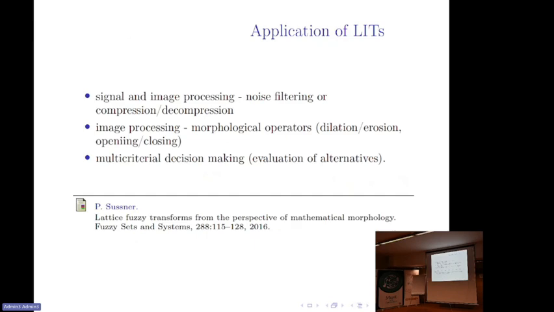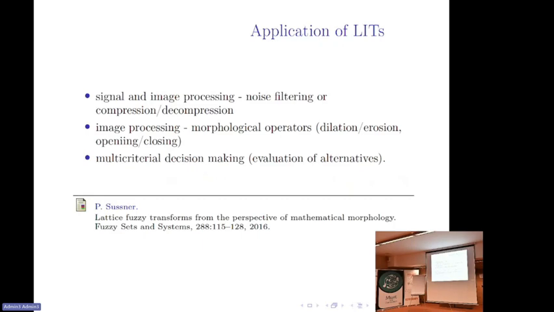So here are the applications: signal and image processing, noise filtering, compression, decompression, and even the morphological operators mentioned in the paper of Peter Sussner, based on lattice fuzzy transforms. A relation was proven there, and it could also be modeled using these lattice integral transforms. Moreover, the evaluation of alternatives in multi-criteria decision making can be defined using these. So we see some applications, and we see some approximations.